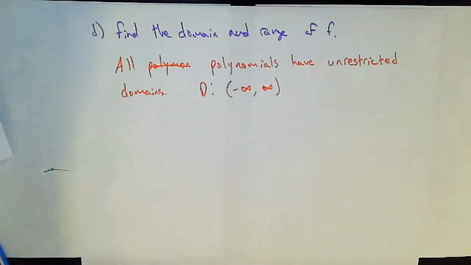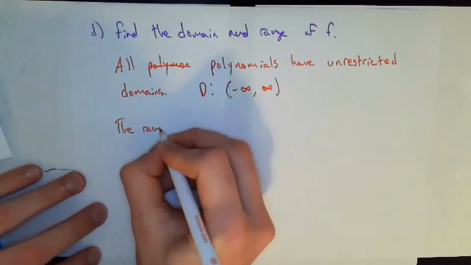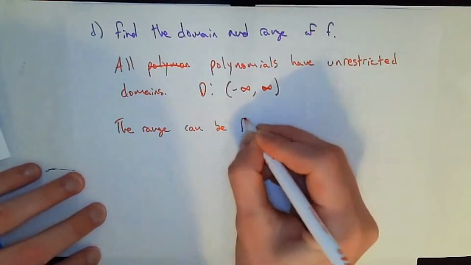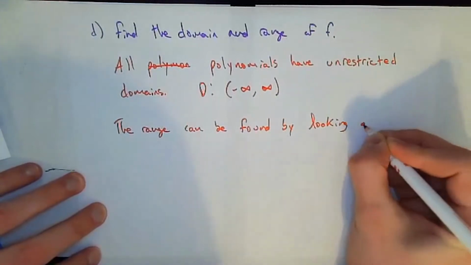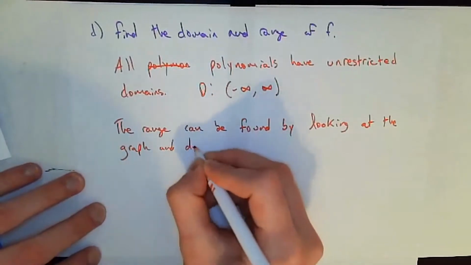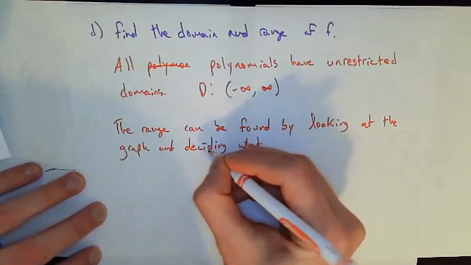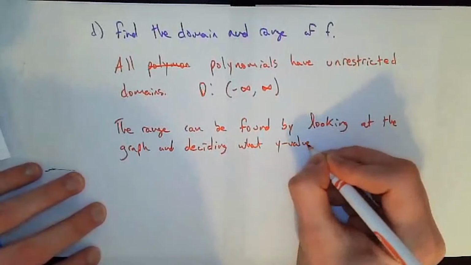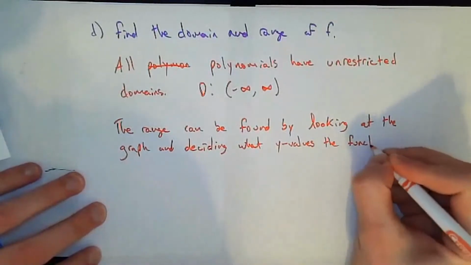So the domain of this quadratic function, which is definitely a polynomial, a very special type of polynomial, is negative infinity to infinity. The range, however, can be found by looking at the graph and deciding what y values, or vertical axis values, the function hits. Different functions will have different types of ranges.